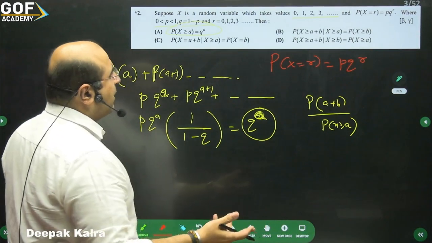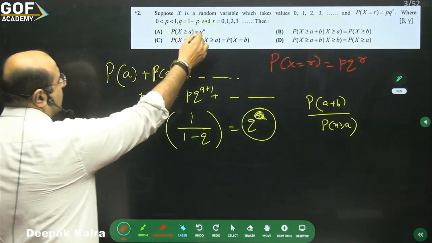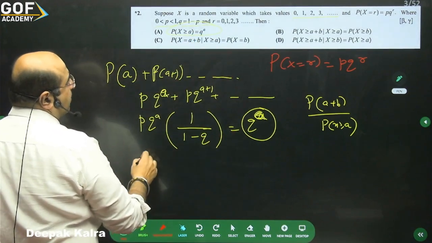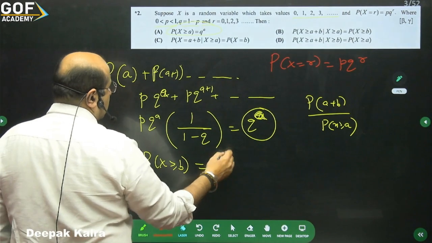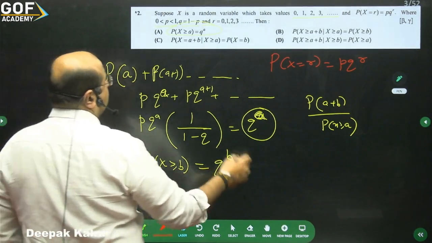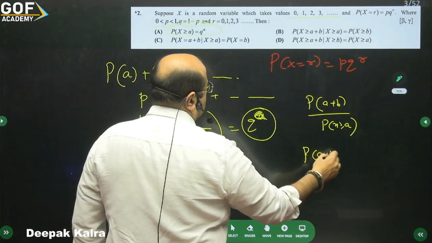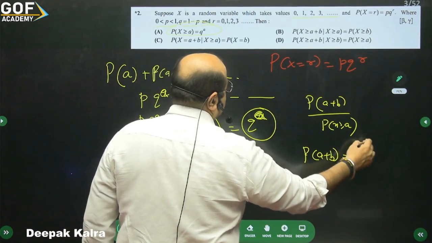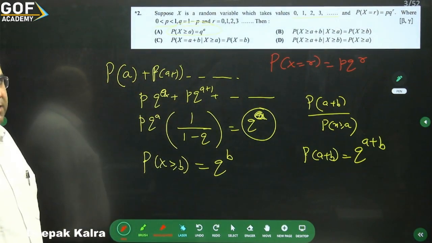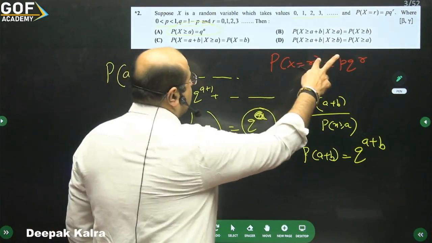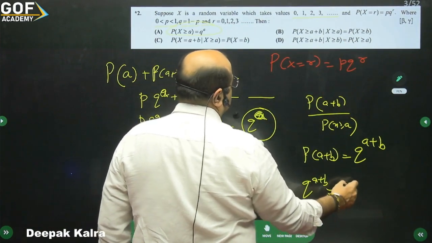So you have to calculate the values every time. See, you are getting P(X greater than a) is q raised to the power a. So P(X greater than b), you'll get the answer as q raised to the power b. And for a plus b, if you talk about it, it would be q raised to the power a plus b. Right? Successively you go for this. Q raised to the power a plus b is not equal to q raised to the power a.